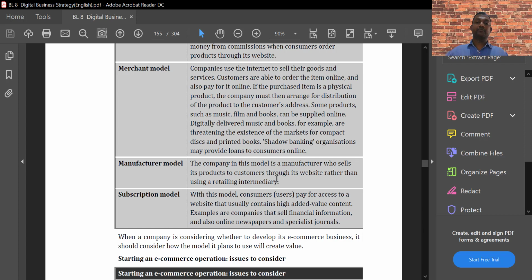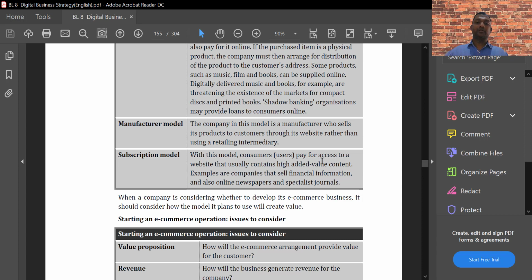Manufacturer model, where the manufacturer itself directly sells to the customer without using a retailing intermediary. But a merchant is the next step of this manufacturer model, where it directly sells to the customer, but maybe the manufacturer can be a different organization. Subscription model is about getting the users to subscribe for maybe valuable content or services for a monthly fee. So that's another different model.